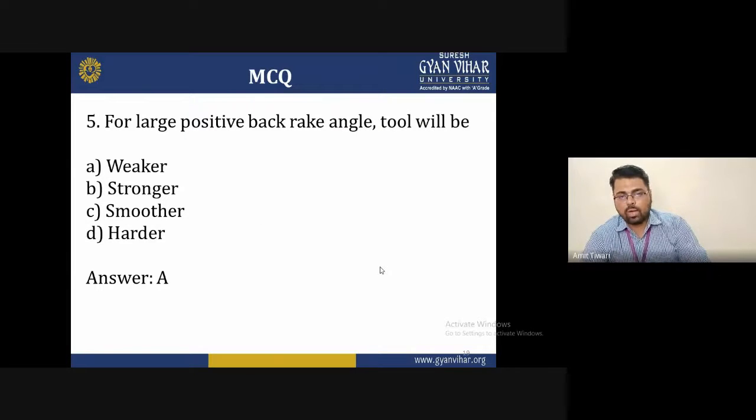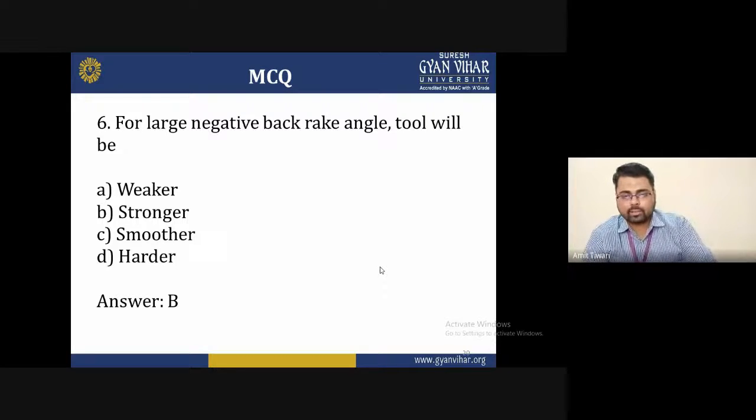Fifth: for a large positive rake angle, the tool will be: A, weaker; B, stronger; C, smoother; or D, harder. In the question we are asking about the back rake angle. If it is positive, then it indicates that the tool will be weaker.